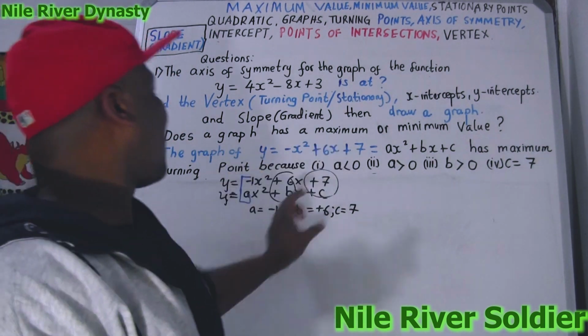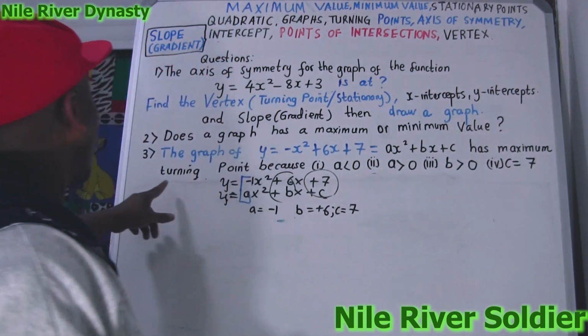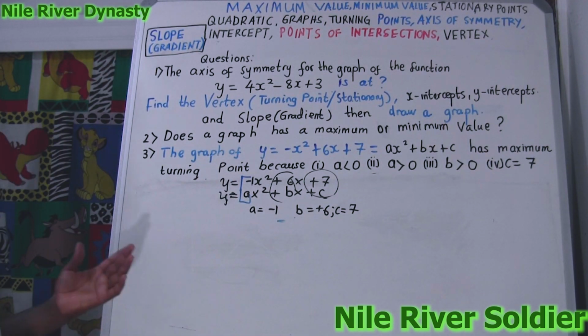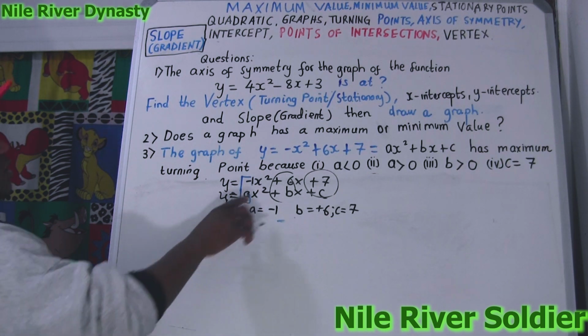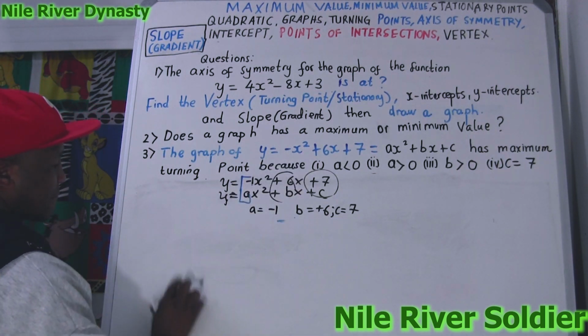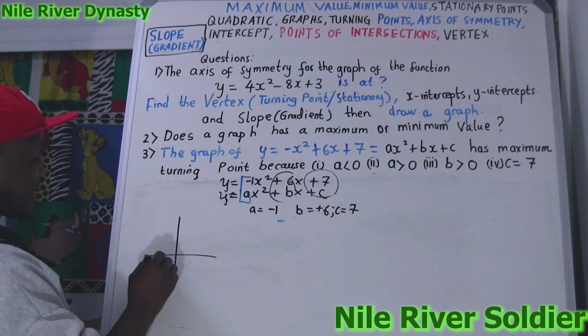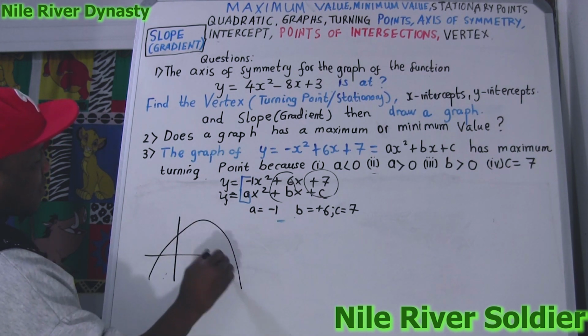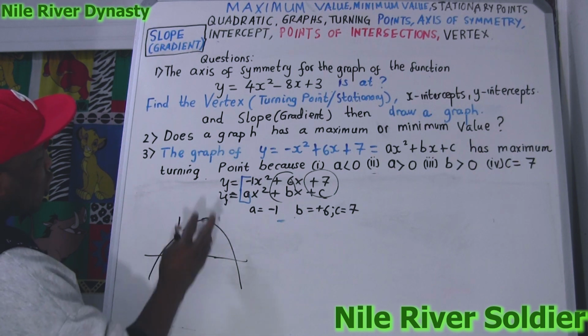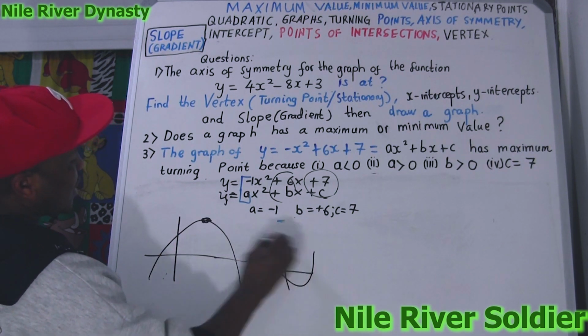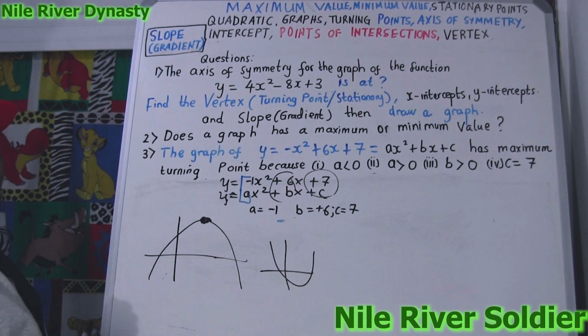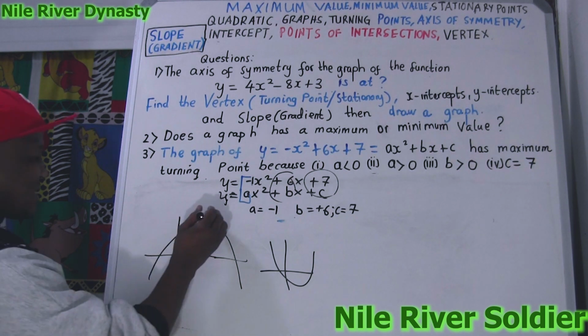Let's say this graph has a maximum turning point. What do I mean by a maximum turning point? Let me explain. We know this graph is going to be concave downward like this. This is not the actual graph, just roughly. Let's say the graph turns like this. So this is a turning point. Is it on top or at the bottom? It's a maximum turning point, you know what I'm saying? It's a maximum vertex because you can see it's on top.